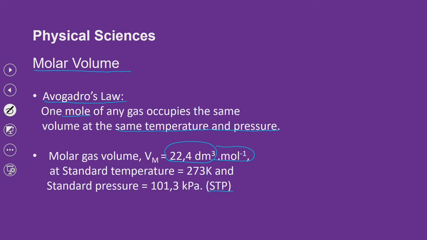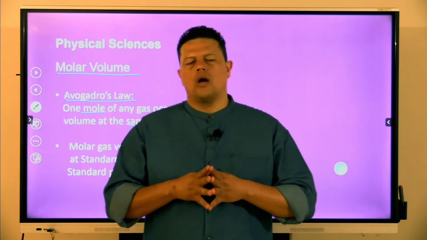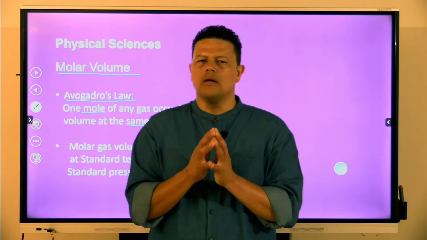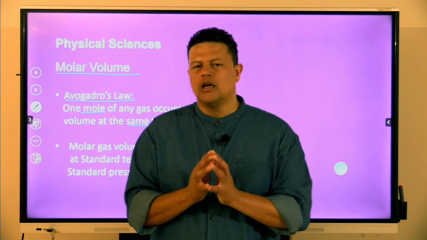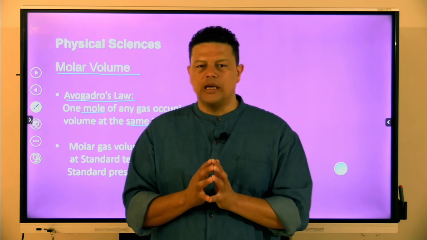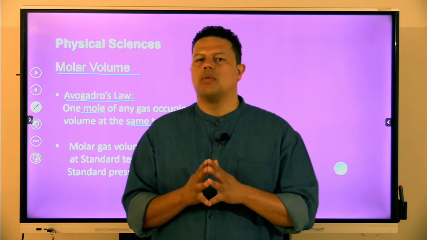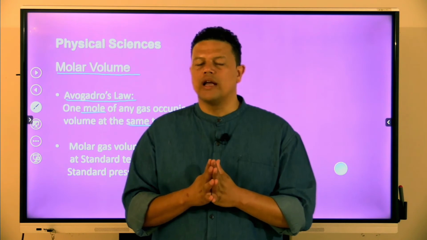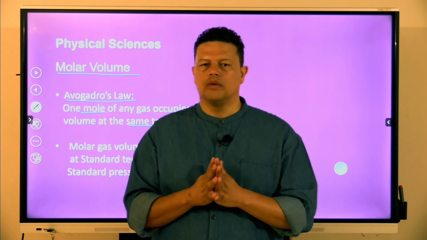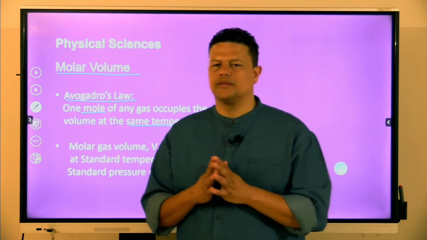Now what is the standard temperature? That is 273 Kelvin, and the standard pressure is 1 atmospheric pressure, 101.3 kilopascal. So for all gases, when you have 1 mole of that particular gas, we know that the volume would always be 22.4 cubic decimeters per mole. So that is known as our molar volume. Let's have a look at the next concept we need to discuss.